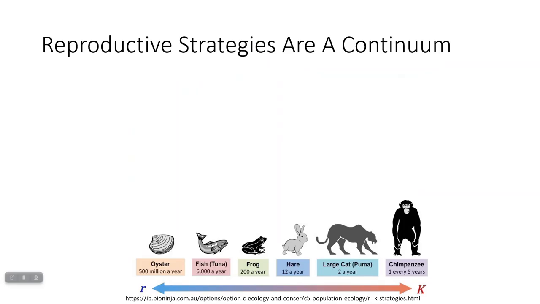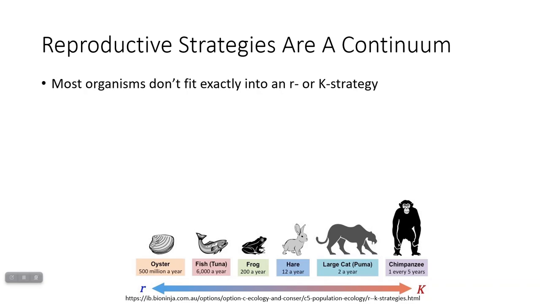Now, reproductive strategies aren't an absolute. This is another one of those examples of humans trying to classify things and kind of enforcing these arbitrary sorts of categories that don't actually exist in nature. So, most organisms aren't exactly r strategists or K strategists. They might have some characteristics of one or the other.